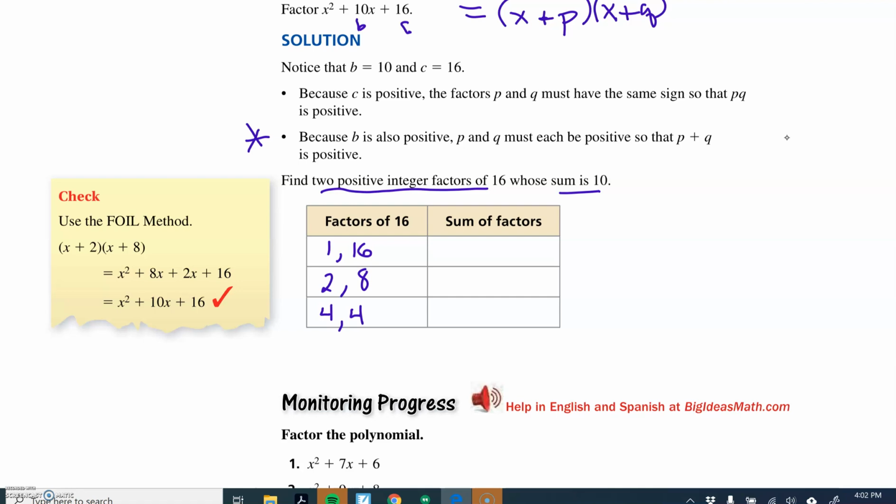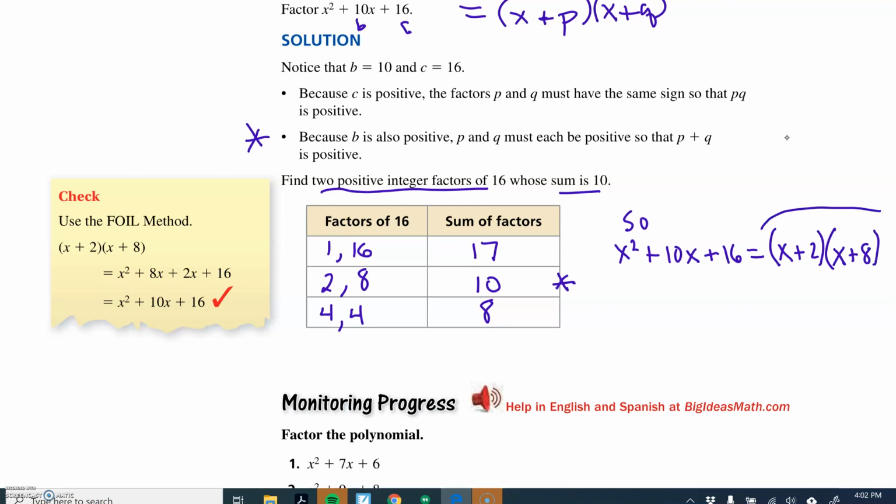They're both positive. The sum of the factors is 17 for 1 plus 16. 2 plus 8 is 10. Oh, there's the one I'm looking for. 4 plus 4 isn't big enough; it's only 8. So this is the one I'm looking for. What that means is my trinomial x squared plus 10x plus 16 can be written as the product x plus 2 times x plus 8. There's the factored form of our trinomial.